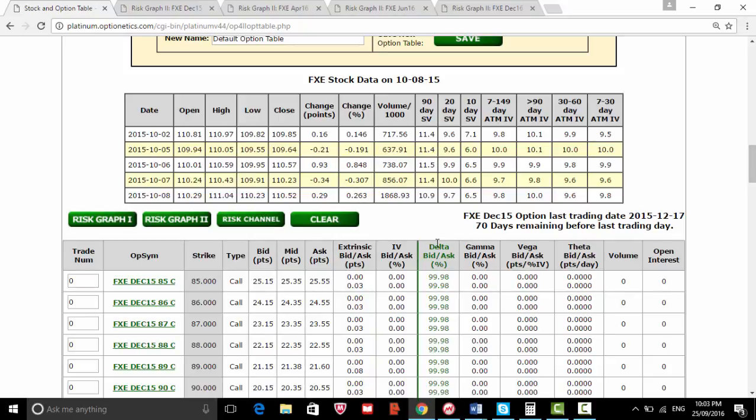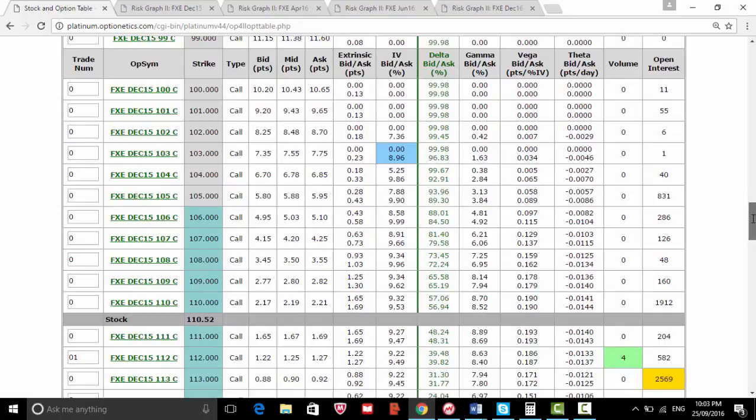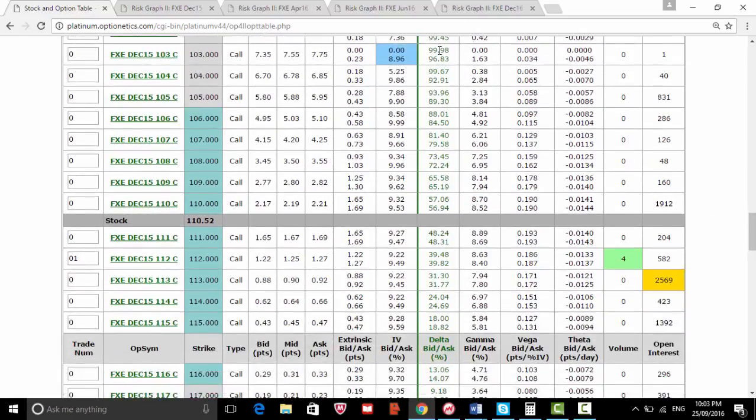So for the call that you're going to purchase, you need to scroll down and buy a call that has a delta of somewhere between 35 and 40. Okay, so if we scroll down, you can see the delta is getting lower and lower, and here's a delta of 39, and here's a delta of 48. So the delta that's between 35 and 40 is this 112 call.